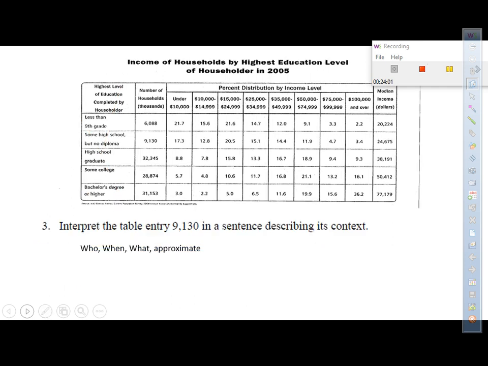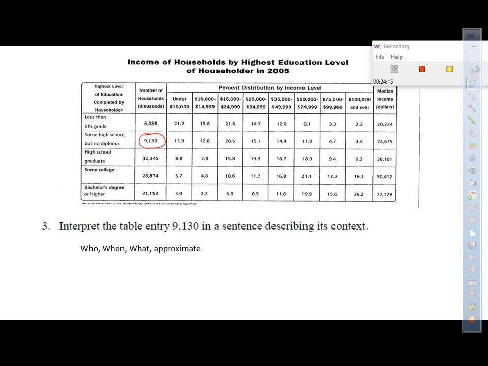Now, here's what our number 3 says. Interpret the table entry 9,130 in a sentence describing its context. This is the hassle part of the day. We're going to write a sentence on what this number represents.